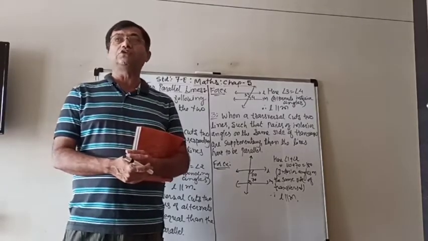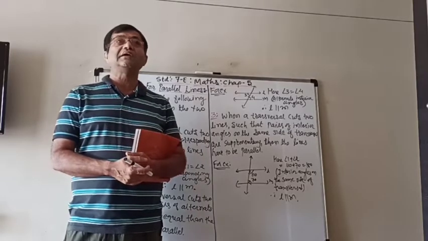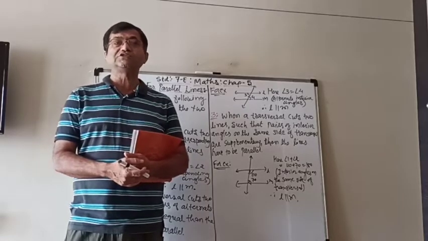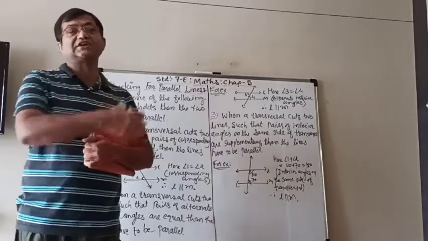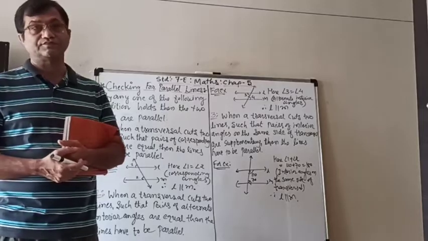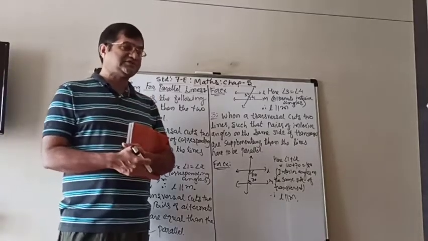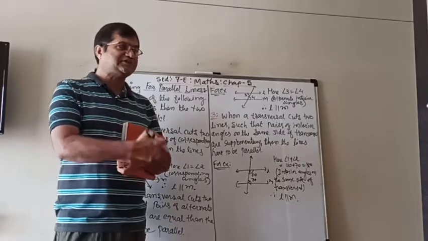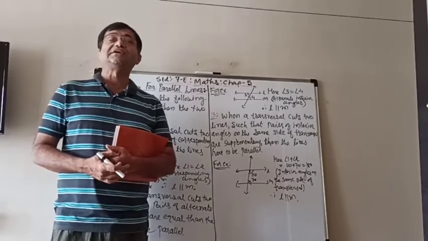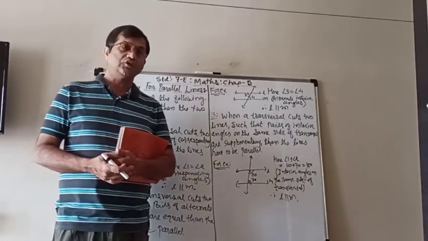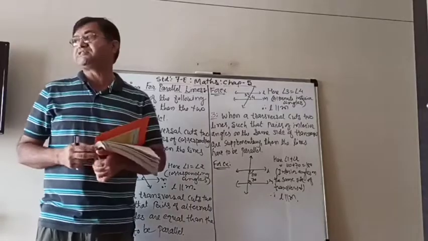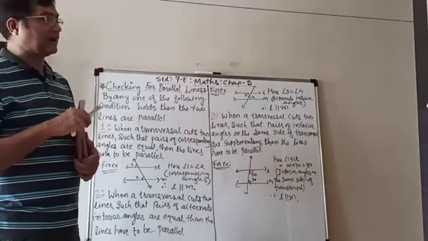Now, here we have to check whether the given lines are parallel or not. For that, we have to use the reverse of those three important results that we learned. So there are three ways. If one of the three conditions is fulfilled, then we can say that the given two lines are parallel. If any one of the conditions is not fulfilled, the lines will not be parallel.